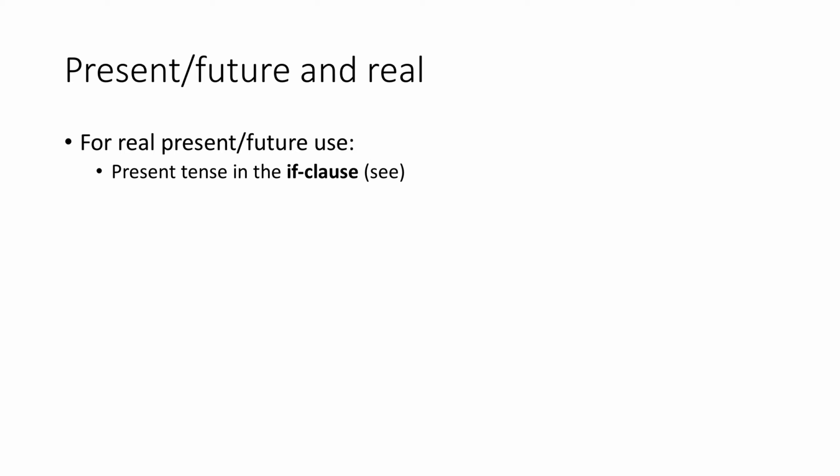And present, future, and real. This is a little bit easier to grasp because this is something that we deal with more in everyday life. Things that can be imagined to be different. This is actually more like a condition that is possible to happen. For this situation, use the present tense for the if clause and future tense.